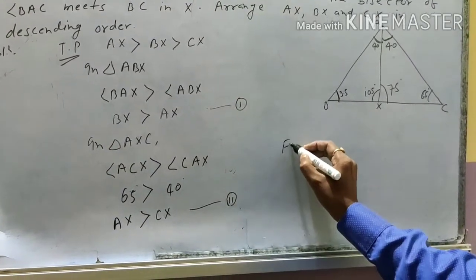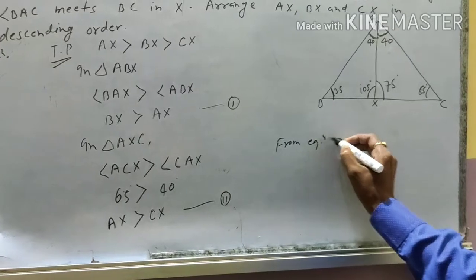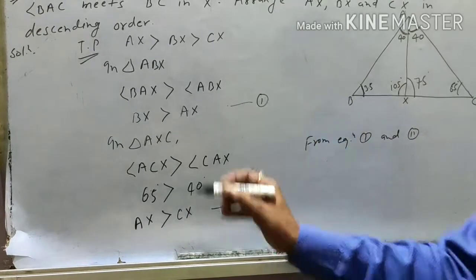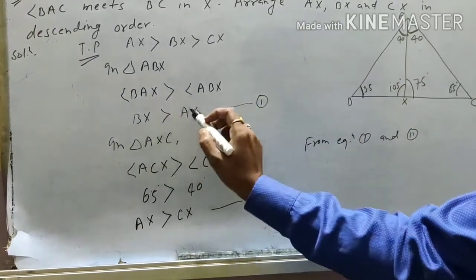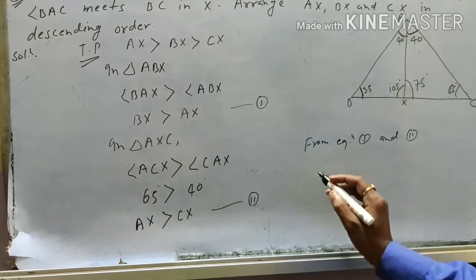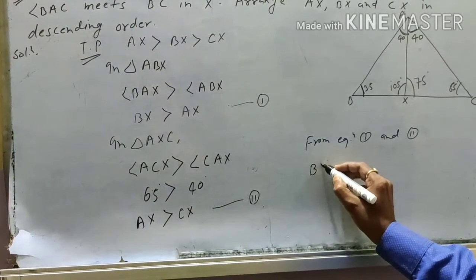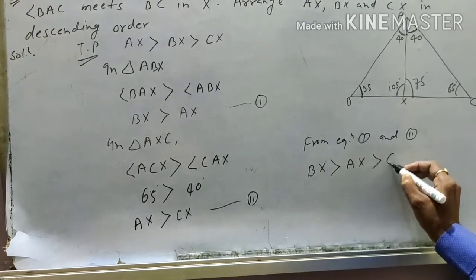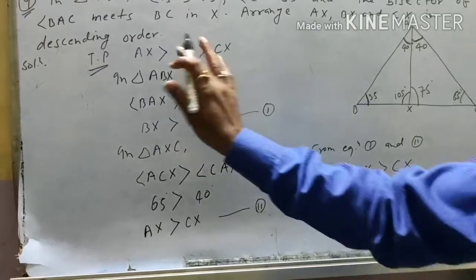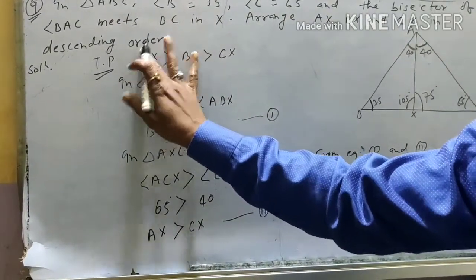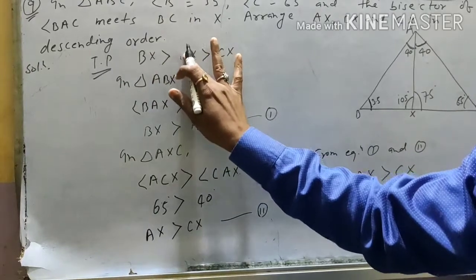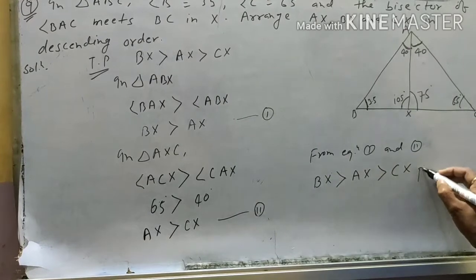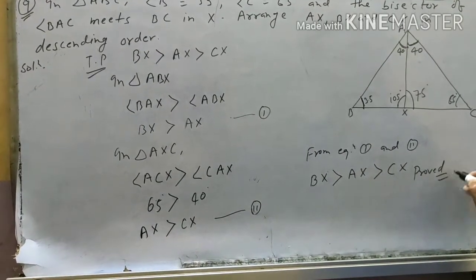So from equation first and second, BX is greater than AX and AX is greater than CX, so combined together we can write BX is greater than AX is greater than CX. Okay students, something is wrong here: write down BX here and AX here. This is the right arrangement of this one. I hope you will understand question number 9.